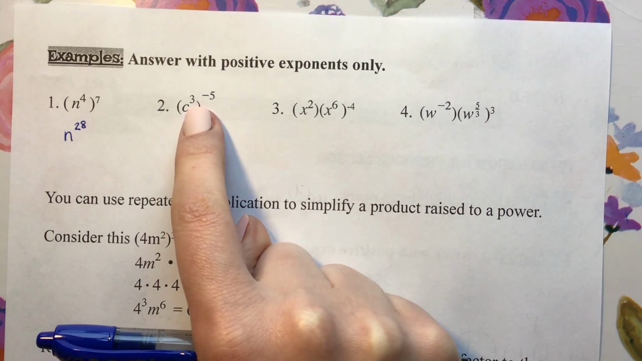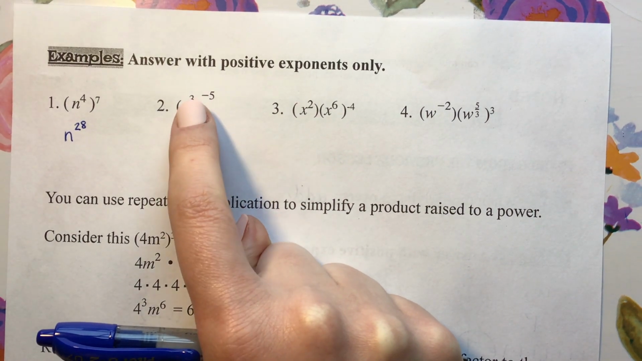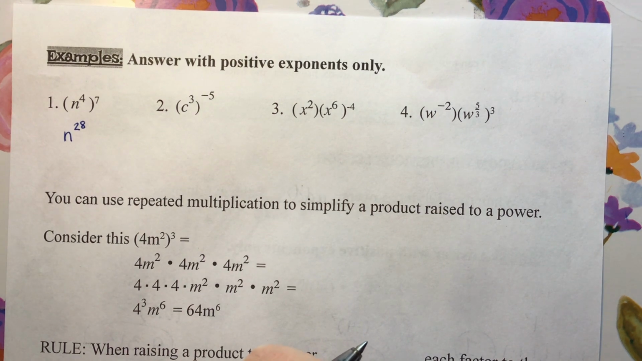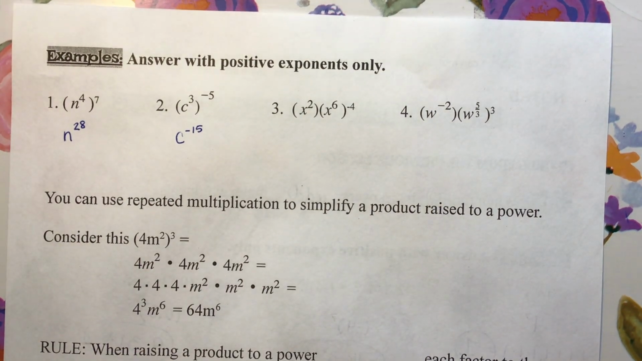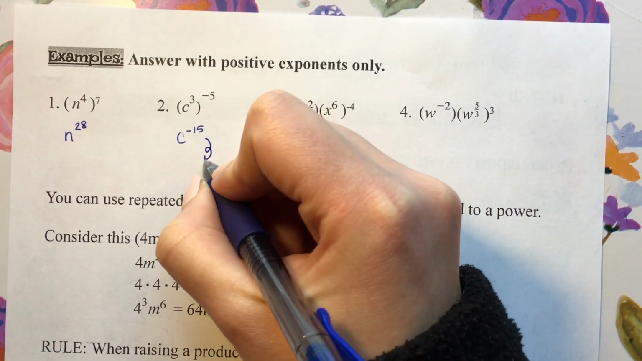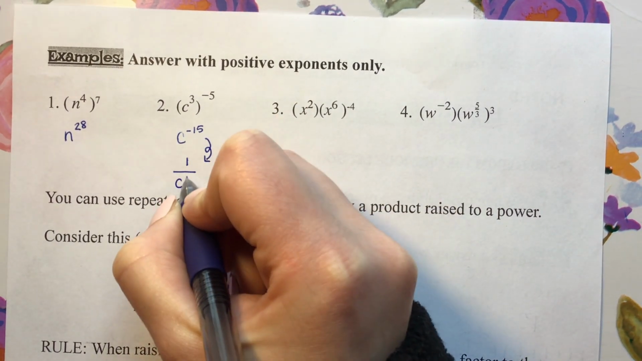Here I have c to the third raised to the negative fifth. So I take 3 times negative 5, which is negative 15. So I have c to the negative 15. But I don't want a negative exponent, so that's going to become 1 over c to the 15th.